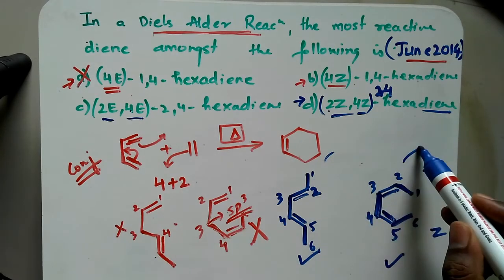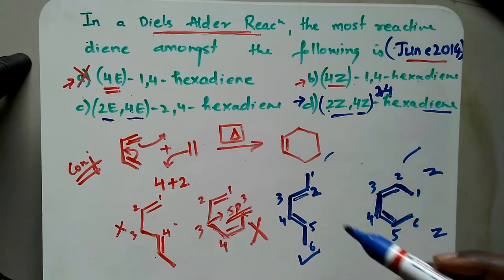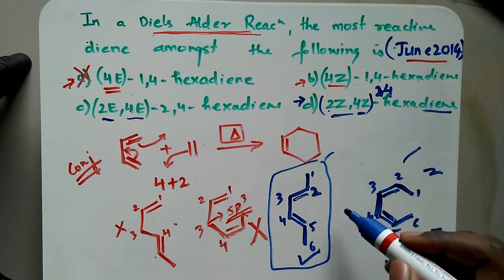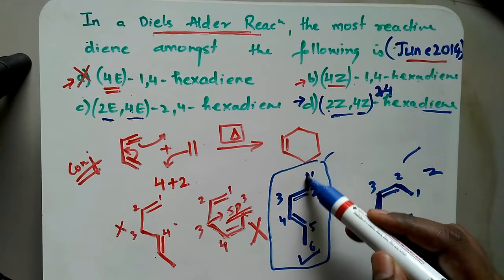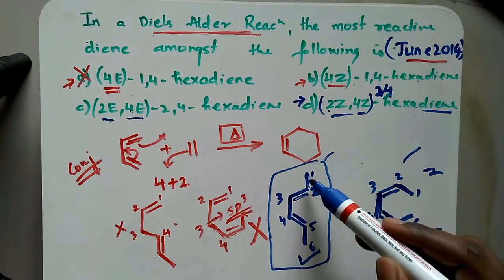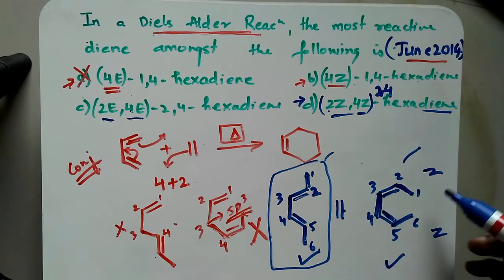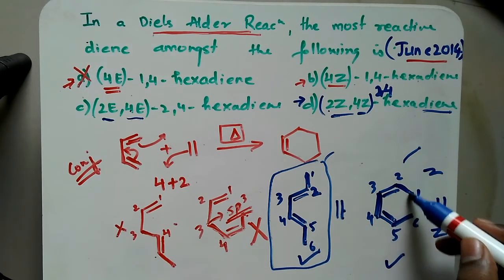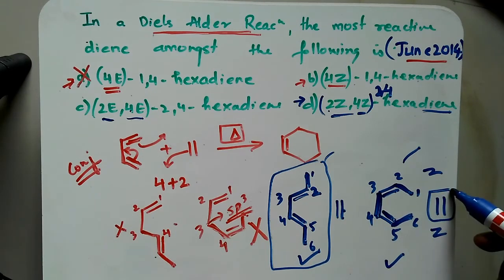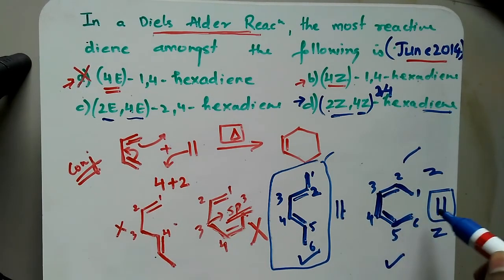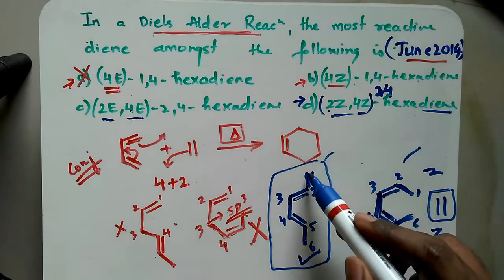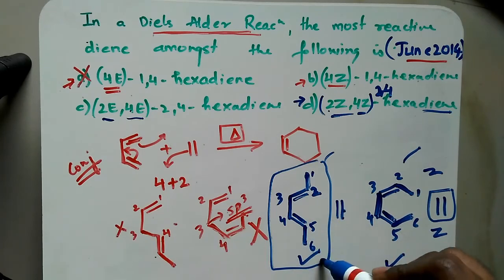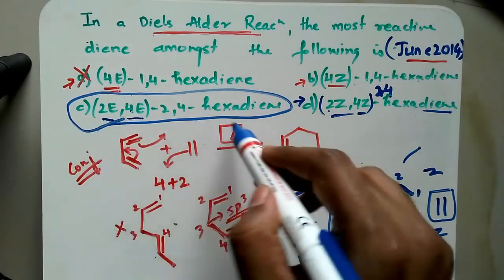Now which one will react at a faster rate? The most reactive one will be this part. The reason being, when ethene is approaching, a two electron system, this part is away and will not repel it. If you bring ethene from this side, what will happen? Because of steric factors, the rate of the reaction will be lowered, because this part will try to repel the ethene, making it less reactive than this. It is reactive, but less than this. Both will give the Diels Alder reaction, but because of this position, this will react faster. So option C is the right choice.